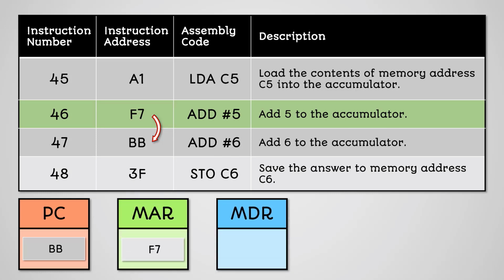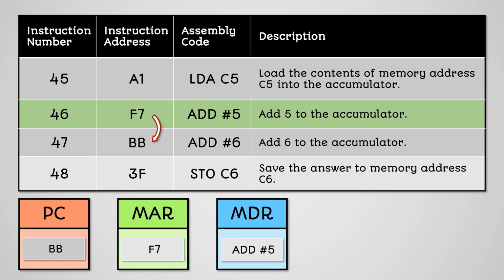The memory data register contains the data loaded from main memory along the data bus. In our example, the data contained in the address we're currently processing, F7, is ADD5. So, ADD5 is stored in the memory data register.